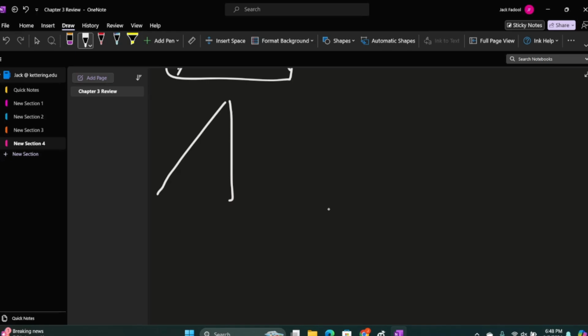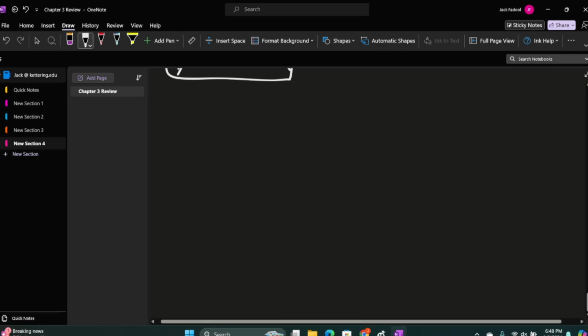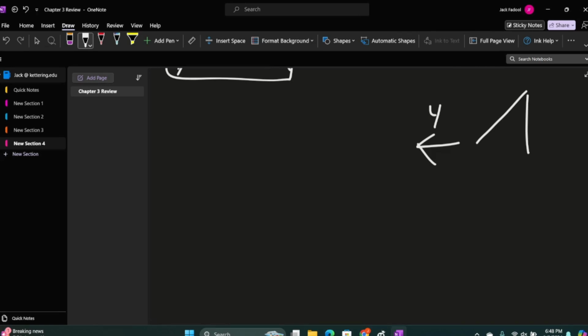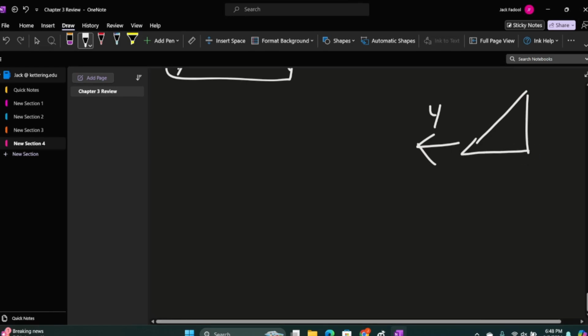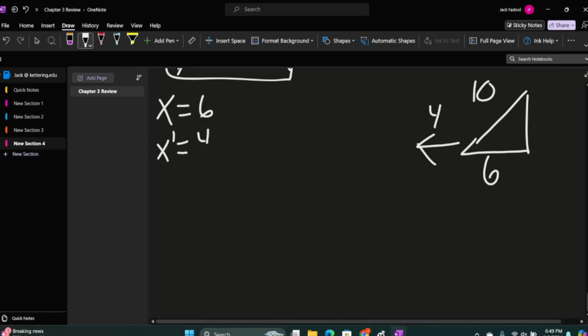so let me redraw this on the right side. The ladder is moving this way at 4 feet a second. How fast is the top of the ladder sliding down the wall when the bottom of the ladder is 6 feet from the wall? Okay, so the bottom here is 6. And we know that the ladder is 10 feet. We have x, so x equals 6, x prime equals 4.